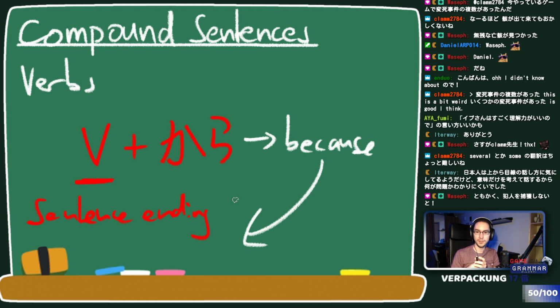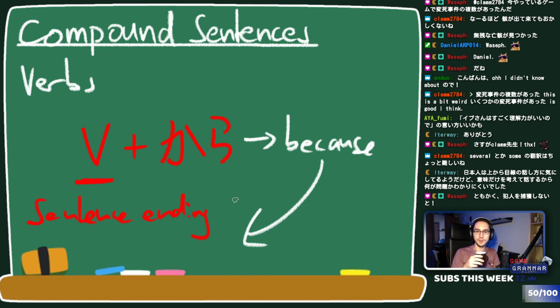日本人は上からの話し方に気にしているようだけど、意味だけを教えて話するから何か問題わかりにくいでした。I feel like I'm not caught up with that discussion there in chat.